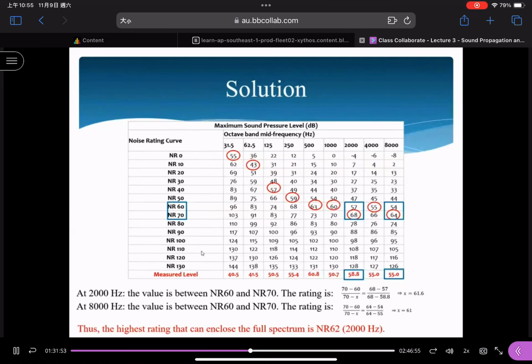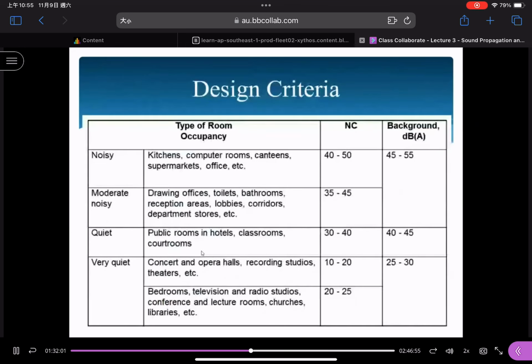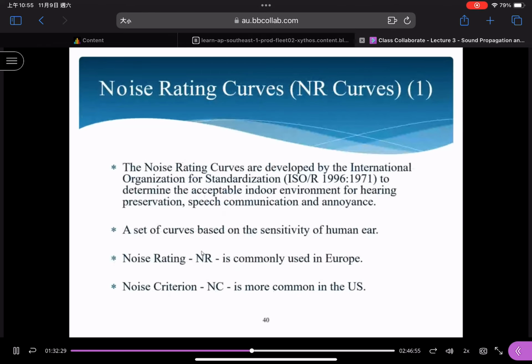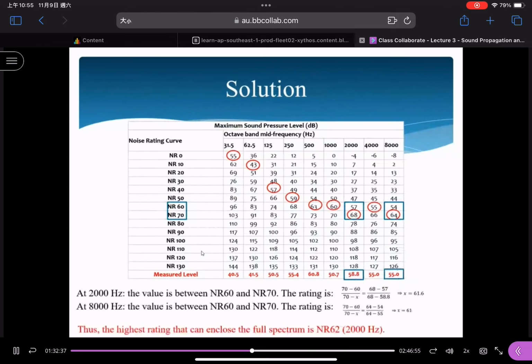Once you have the data here, you can compare this figure, no matter whether this is NR or NC, with the recommendation to see whether they can fulfill it. If, let's say, you design a kitchen that cannot fulfill this, what does it mean? It means that you need to install more absorptive materials inside the area, such that you can lower the level, measure again and check the data. Any problem about how to find out the overall NR weighting? NC weighting is the same.